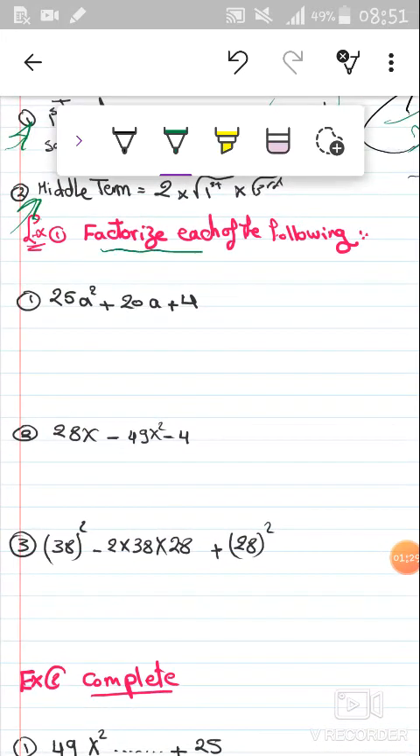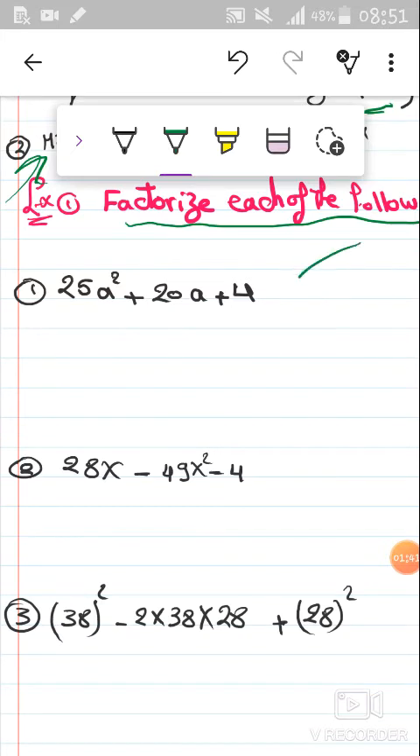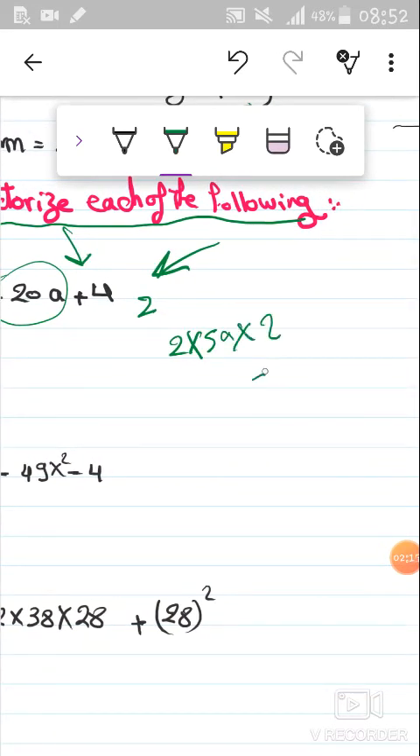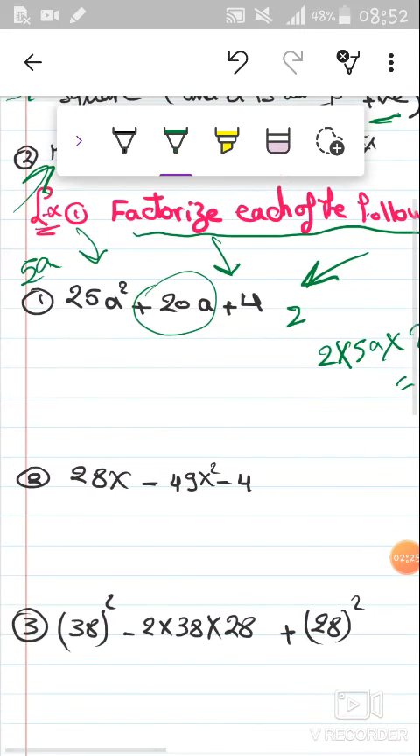Okay, exercise 1, factorizing each of the following: 25a x squared plus 20a plus 4. How can we examine whether this trinomial is perfect or not? We find that the first term and the third term are positive, and they also have a square root. The square root of the first term is 5a, and the square root of the third one is 2. The middle term should equal 2 times the square root of the first, 5a, times the square root of the third, and the product is 20a. We found that 20a is the middle term, so it is perfect.